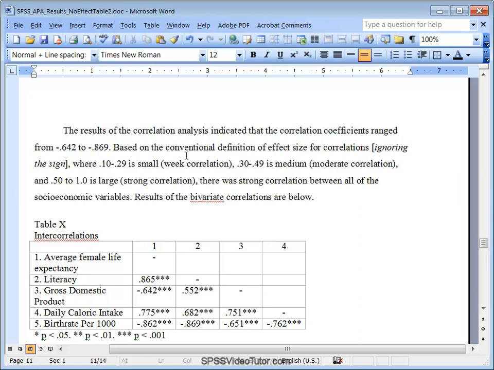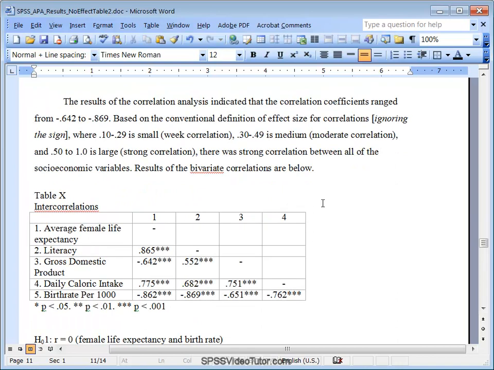Now, if for some reason some of your correlation coefficients were large, some medium, and some small, then you would group the large explanations together, you would group the reporting of the medium or moderate size correlation coefficients together, and you would group the descriptions of the small correlation coefficients together. Then you would say the results of the bivariate correlations are below. Creating your table is pretty straightforward.